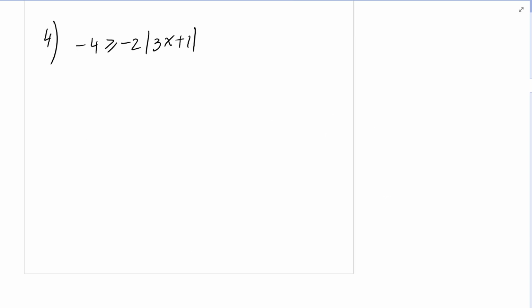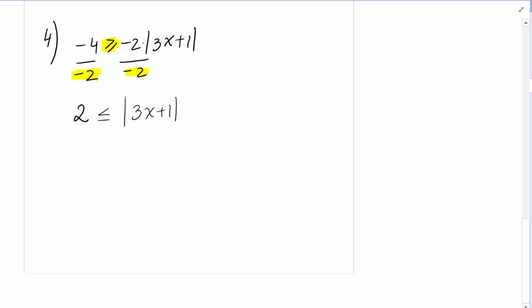Let's solve problem 4. Problem 4 has negative 4 greater than or equal to negative 2 times absolute value of 3x plus 1. First I'm going to divide both sides by negative 2, because I want to get the absolute value by itself. Negative 4 divided by negative 2 is 2. Because I'm dividing by a negative number, the sign of the inequality changes, so it's less than or equal to absolute value of 3x plus 1.